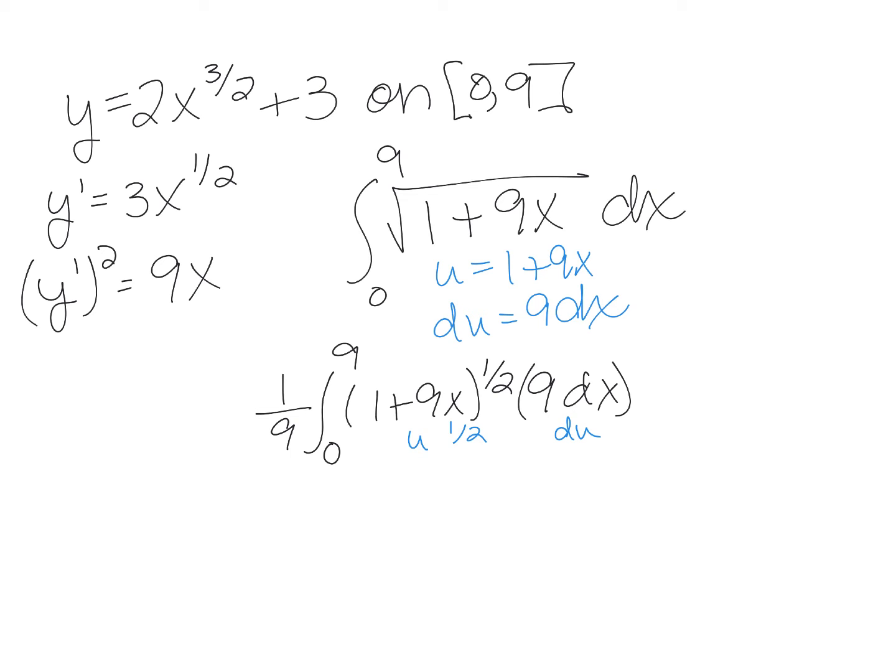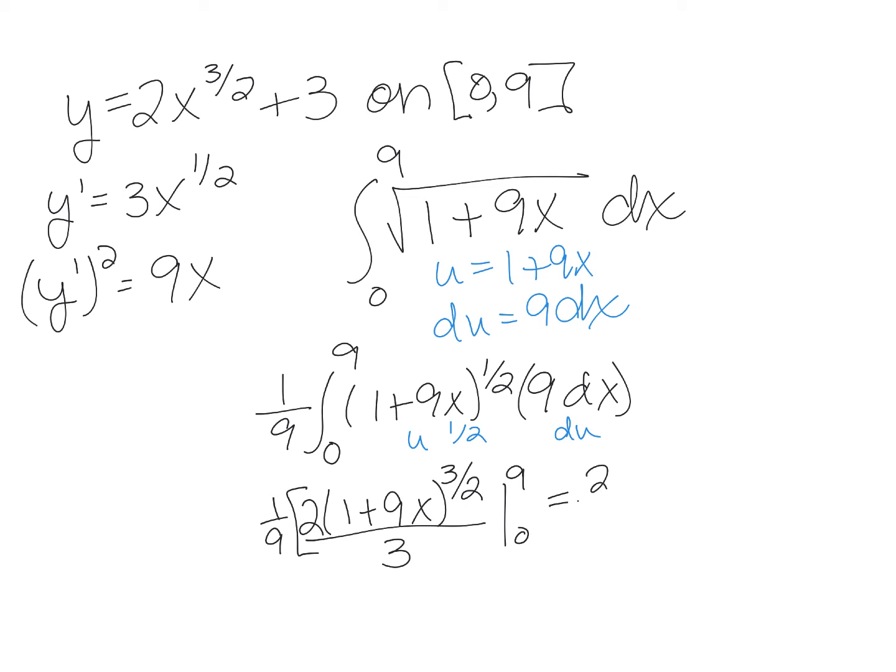So it's a simple power rule integral. We've got the 1/9 on the outside. I'm going to add 1 to the power and divide by 3 halves. Notice that when you divide by a fraction, the denominator flips up and multiplies the numerator. Evaluated from 0 to 9. So I have 2 over 27, and this is the square root of 1 plus 9x, and then cubed, evaluated from 0 to 9.